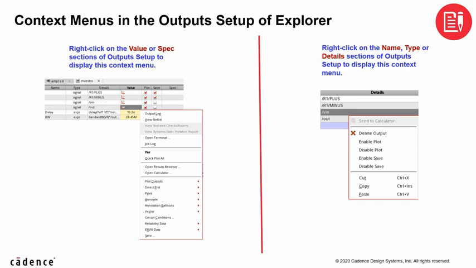Then we have the right-click context-sensitive menu that comes up whenever you click on the name, type, or detail sections. You can use it to delete outputs, enable or disable plots, etc.